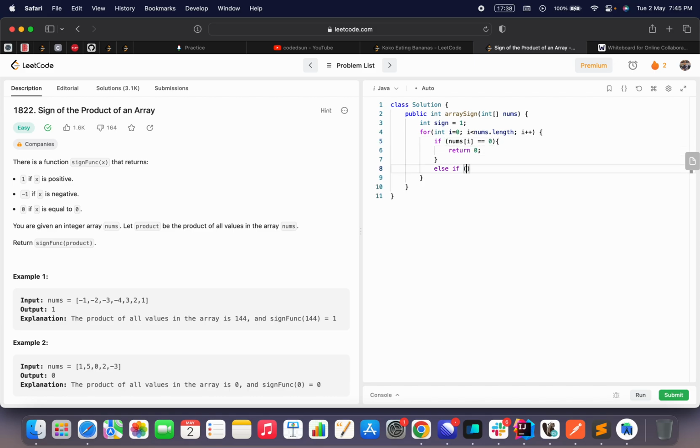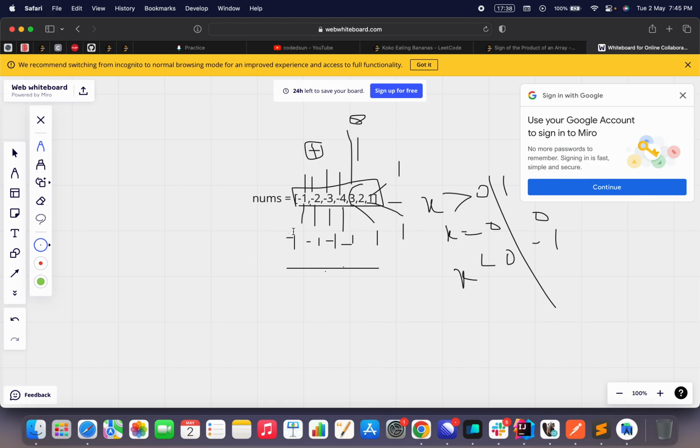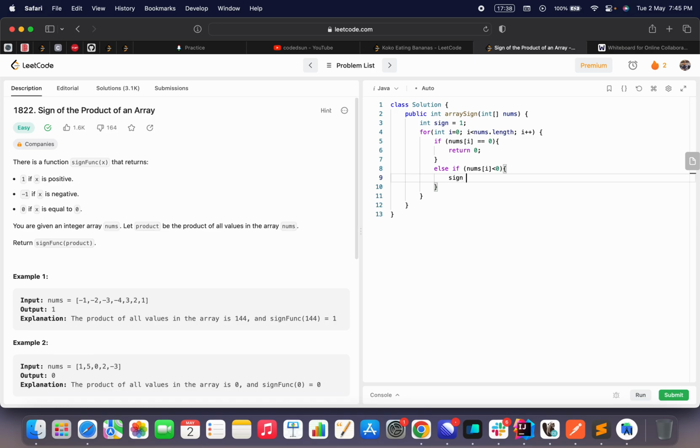Else if nums[i] is less than 0, then let's say you have that number less than 0, then you have the sign as minus 1. Now if I encounter a negative number again, minus 1 into minus 1 is 1. So what I will do is sign equals sign into minus 1. And for positive we do not have to do anything.